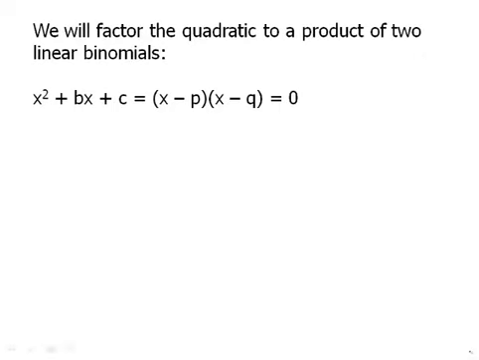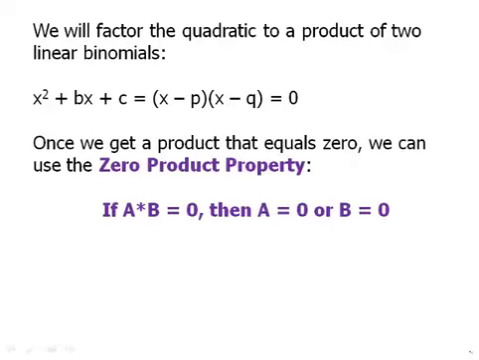We will factor a quadratic into a product of linear binomials. And notice we'll be doing this so that this product equals 0. So it's very important to get things equal to 0 first, then do this factoring. Because once we have a product that equals 0, we can apply this mathematical law, the zero product property. The zero product property says if a times b equals 0, if a product of two things equals 0, then either one is 0 or the other is 0.